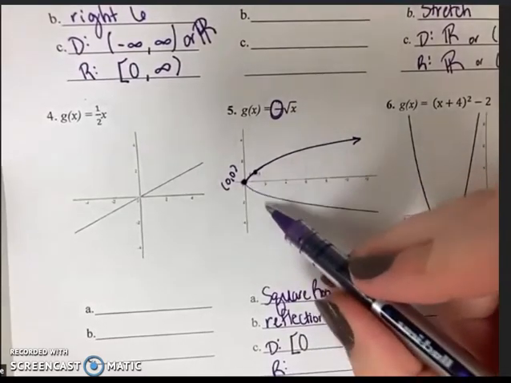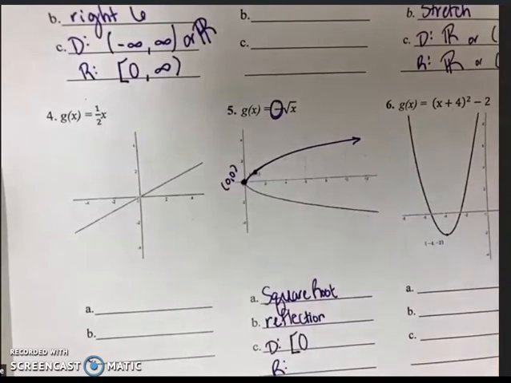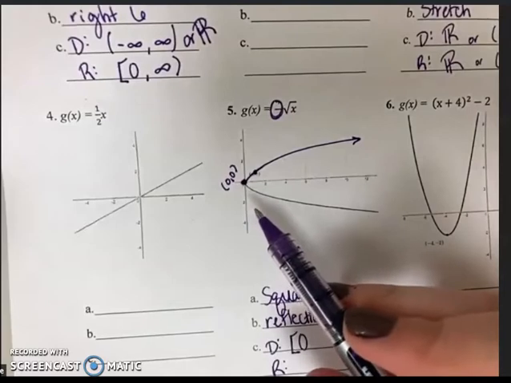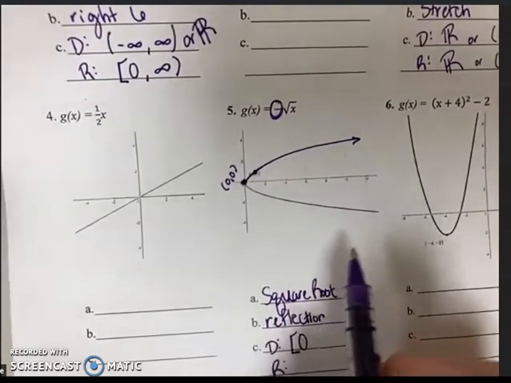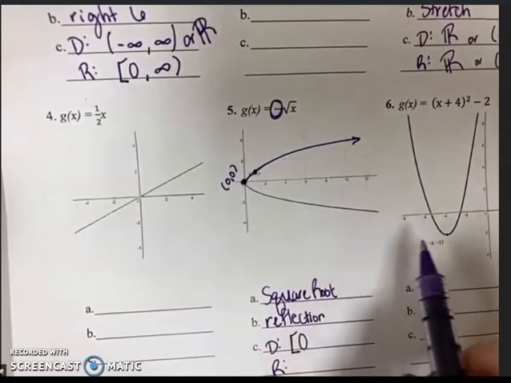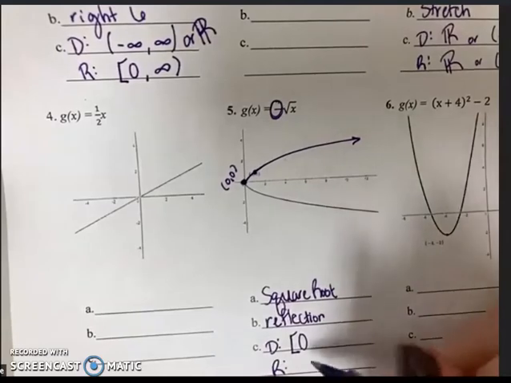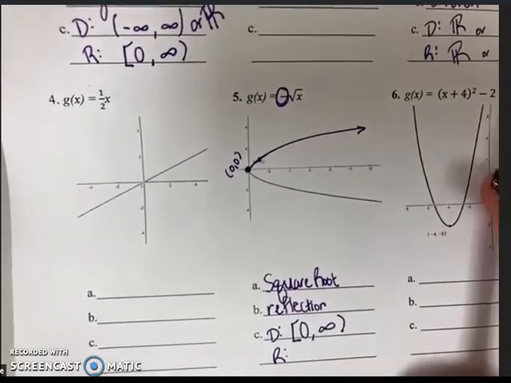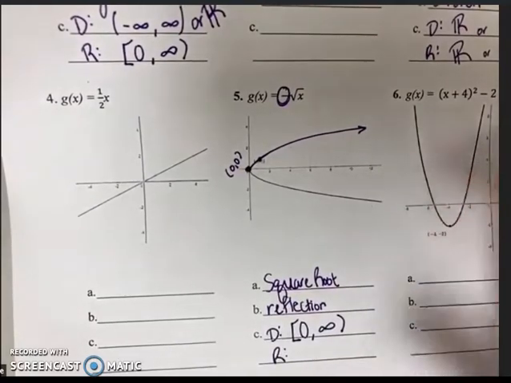Now, as this function moves to the right, it's going to keep going and going and going. Because remember, I mentioned a square root function has a starting point and extends forever in one direction. So this is actually approaching positive infinity because it's along the positive x-axis. And I would need a parenthesis there because infinity is not something that we can ever reach.